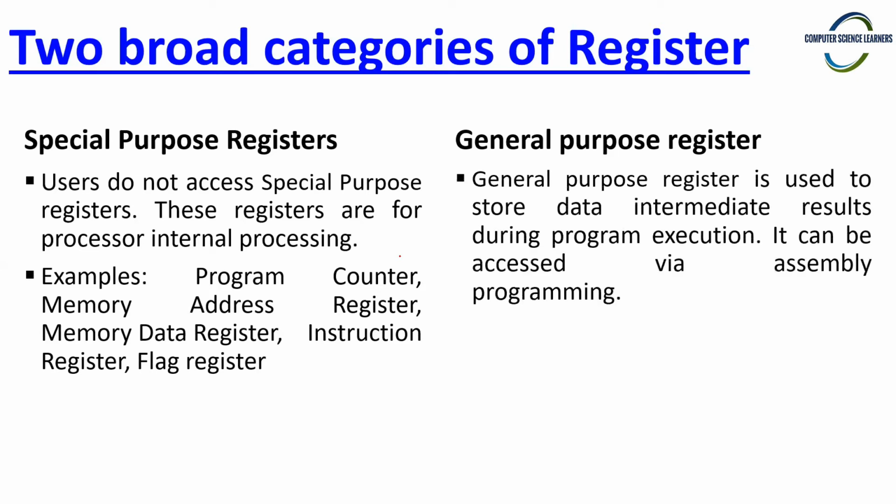Similarly, we have general purpose registers. These general purpose registers are basically used in the system to store some sort of intermediate results. And these registers are accessible by the user. By writing some sort of assembly language instruction, we can access these registers. The examples are accumulator and data register.